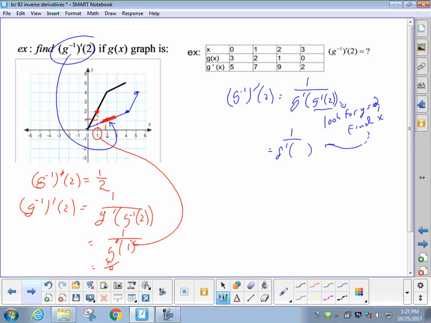What is g inverse at 2? Do I look at the edges of the table for 2 or the body of the table for 2? Body. The body of the table for 2. Where's 2 on the g values? And that is at 1. And I put that into the derivative. G prime at 1 is 7. Is that going okay?